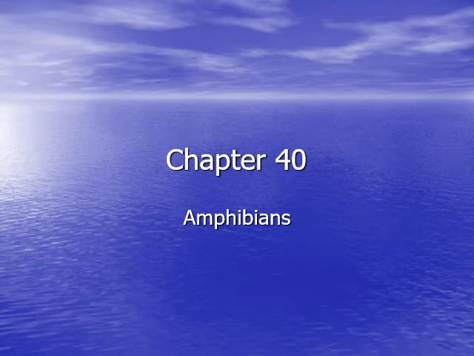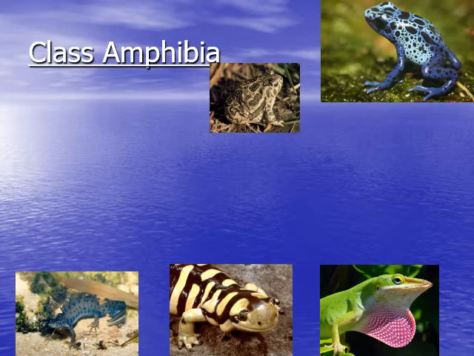All right, for chapter 40, we're going to be discussing amphibians, creatures which you're familiar with, like frogs, toads, salamanders. We're going to go through all of their characteristics today, talk about some different groups within amphibians, and talk about how they have evolved over time. So all amphibians are found in the class Amphibia. That makes sense. Sounds a lot like amphibian.